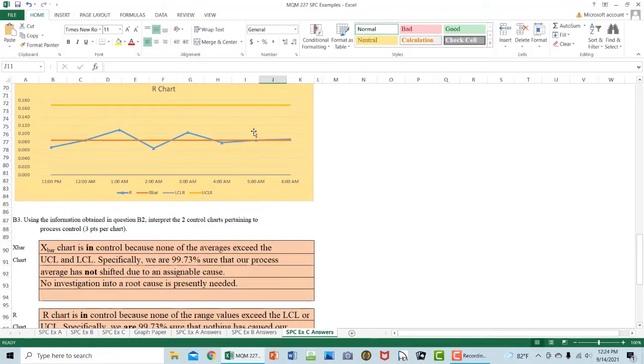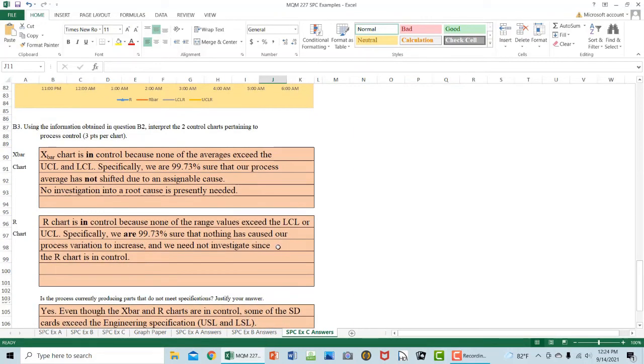The R chart, we're looking at this one. The R chart is in control because none of the range values exceed the lower control limit or upper control limit. Specifically, we are 99.73% sure that nothing has caused our process variation to increase. The X bar chart has to do with our process average. The R chart has to do with variation. Don't mess that up on the exam. And we need not investigate since the R chart is in control.